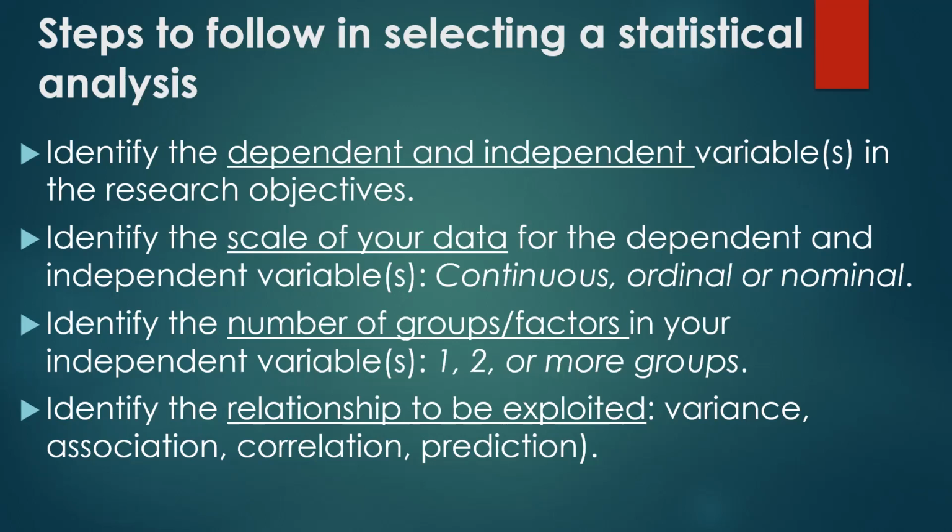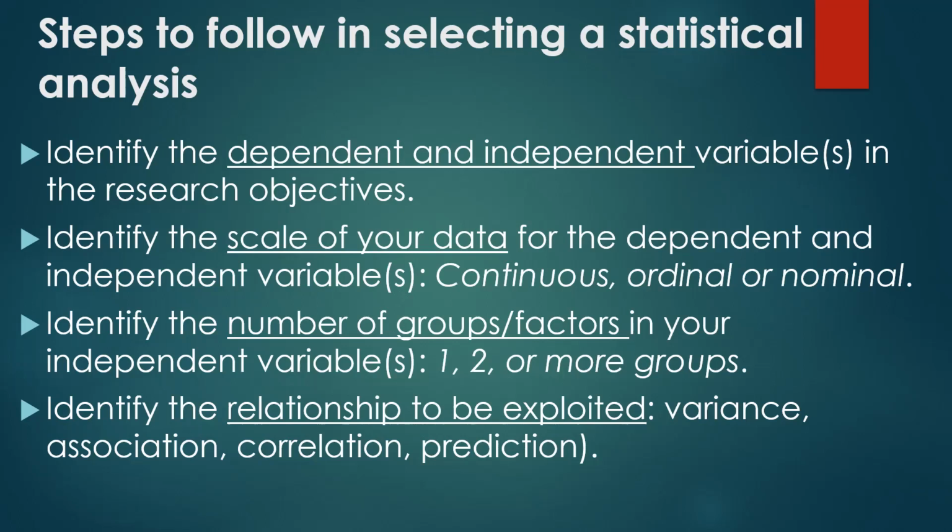Okay, so the moment we know the type of scale that we use, we also need to identify the number of groups or factors in your independent variables. You can see here that if you are still struggling to differentiate between your dependent and independent variables in your objective, then you will not be able to know which one is the independent variable. And as such, you will not be able to identify the groups or factors in your independent variable.